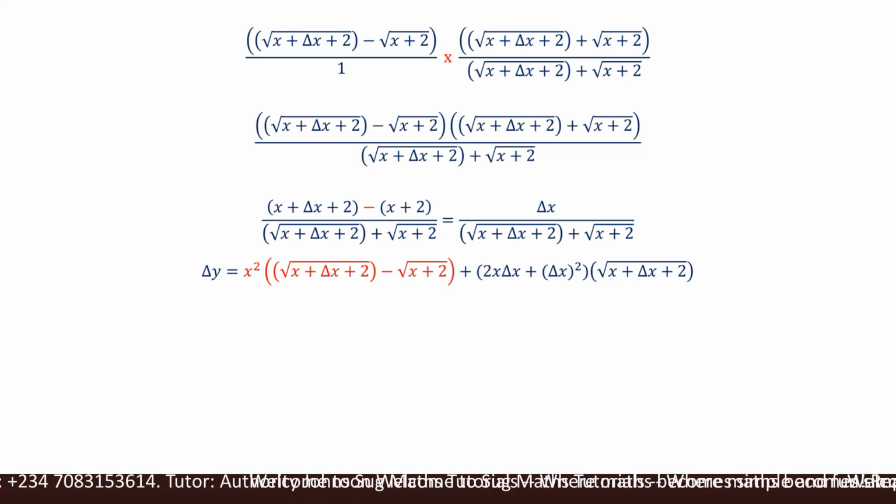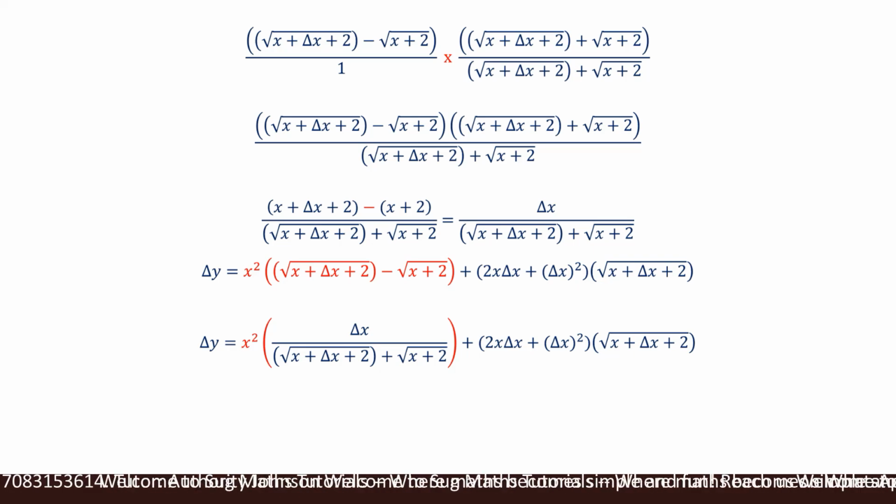Meaning we are going to have change in y is equal to x squared multiplied by what we have now, which is change in x all over square root of x plus change in x plus 2 plus square root of x plus 2. Then we have plus the other term, where we have 2x change in x plus change in x in bracket squared, then square root of x plus change in x plus 2, right? Good. Now look at this carefully, let's see what we are going to do.